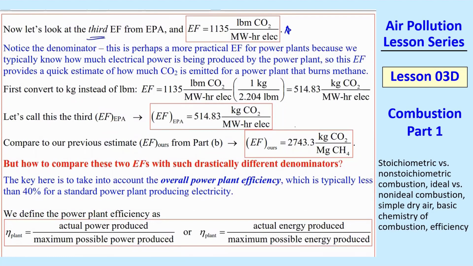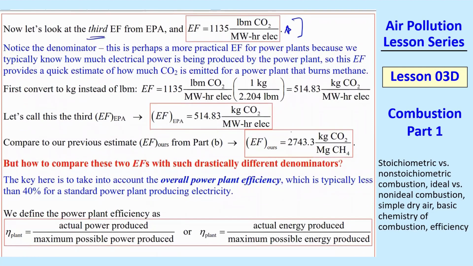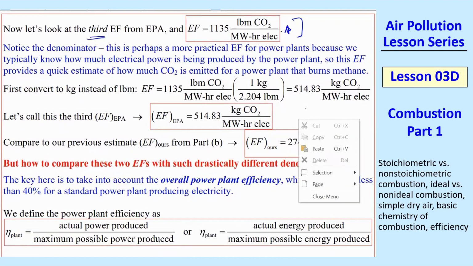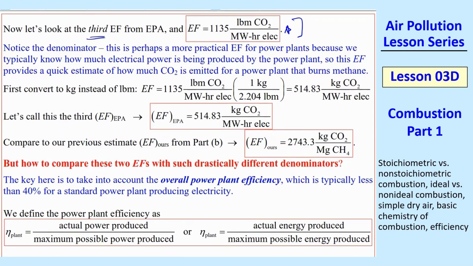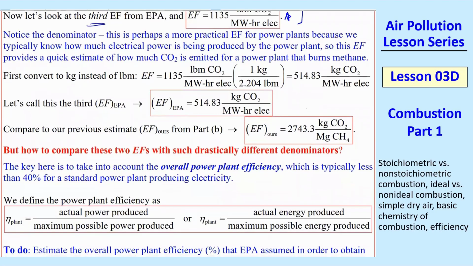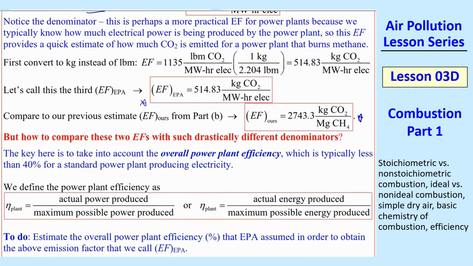I converted to kilogram instead of pound mass to get everything in here in terms of SI units instead of this funny mixture of English and metric. And so that's just a matter of conversion. Using 1 kilogram is 2.204 pound mass, and I get this EPA EF in terms of SI units. And then remember, ours that we calculated at the beginning was 2743.3 kilogram CO2 per megagram.